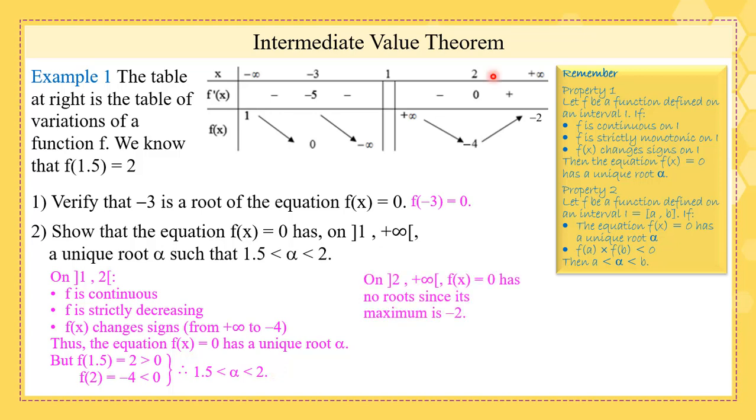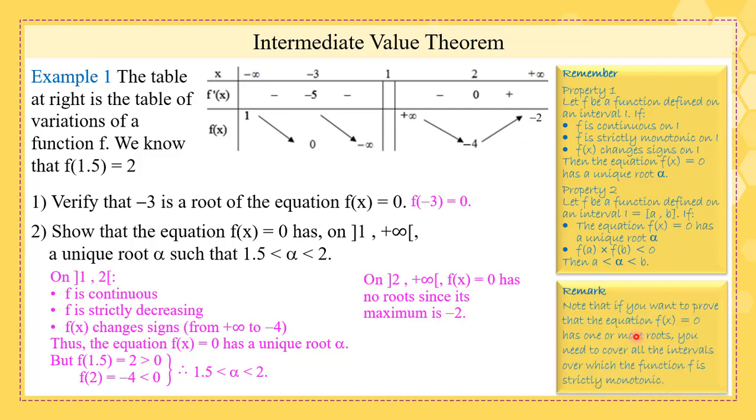Now don't forget to study it on the second restriction, I mean on 2 to plus infinity. We can see that on 2 to plus infinity, f of x equals 0 has no roots. You see here, it has no roots. f of x can never be 0 because its maximum is about negative 2. Note that if you want to prove that the equation f of x equals 0 has one or more roots, you need to cover all the intervals over which the function is strictly monotonic.